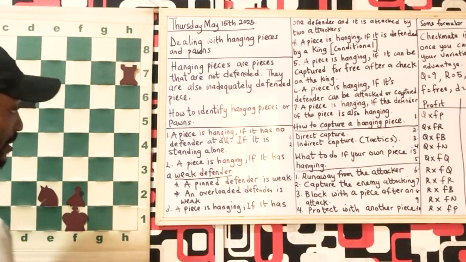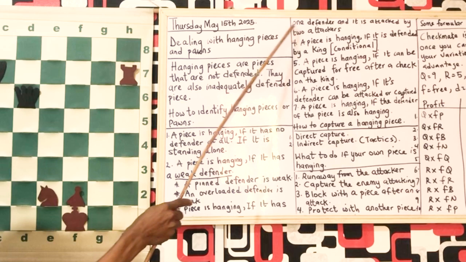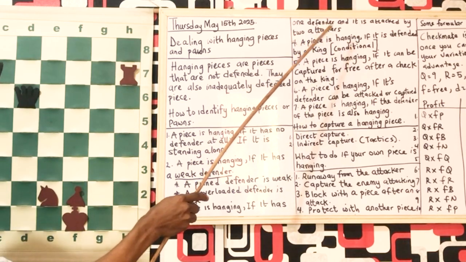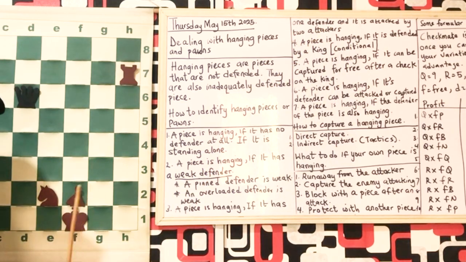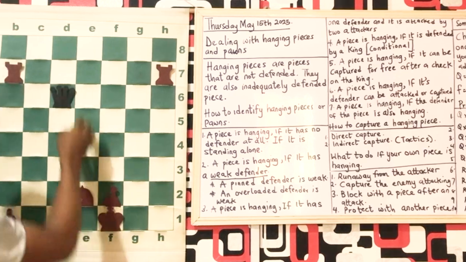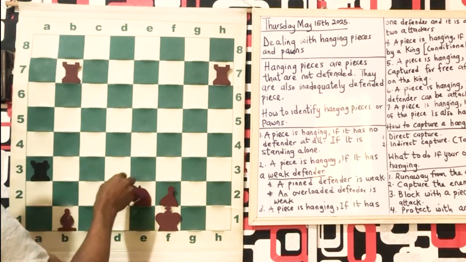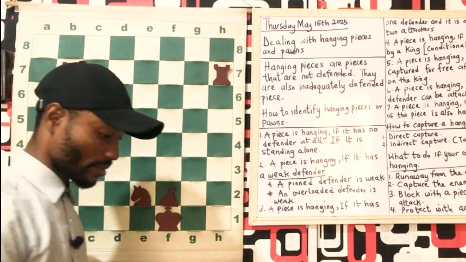A piece is hanging if it has one defender and it is attacked by two attackers. So this is straightforward, just like what we did earlier. We had the knight on the board.